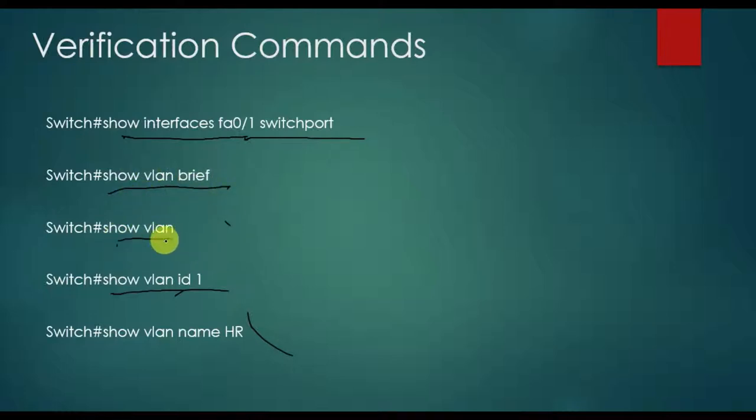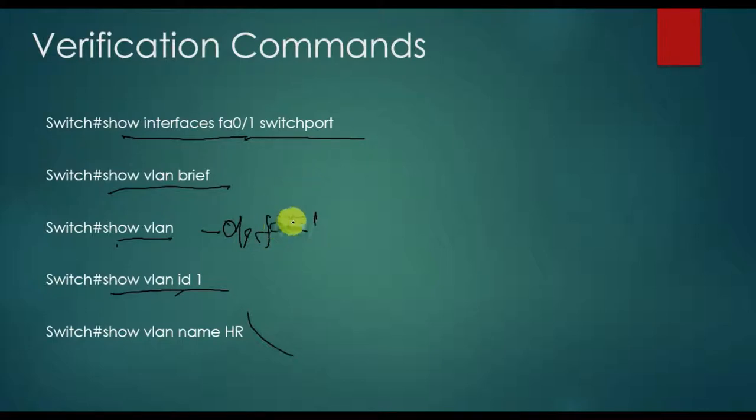So show VLAN gives in detail, it also includes the default VLAN. It will show you the default VLAN, and this will show the customized VLAN only. Okay, and this is on the interface. We can see the commands on the interface configured, right?